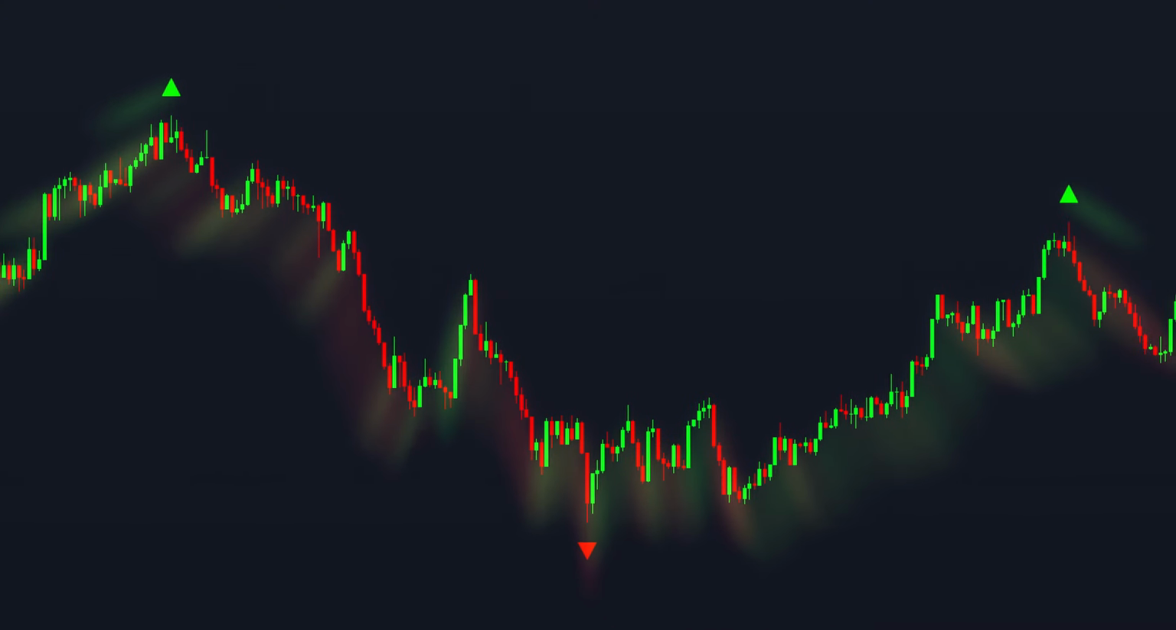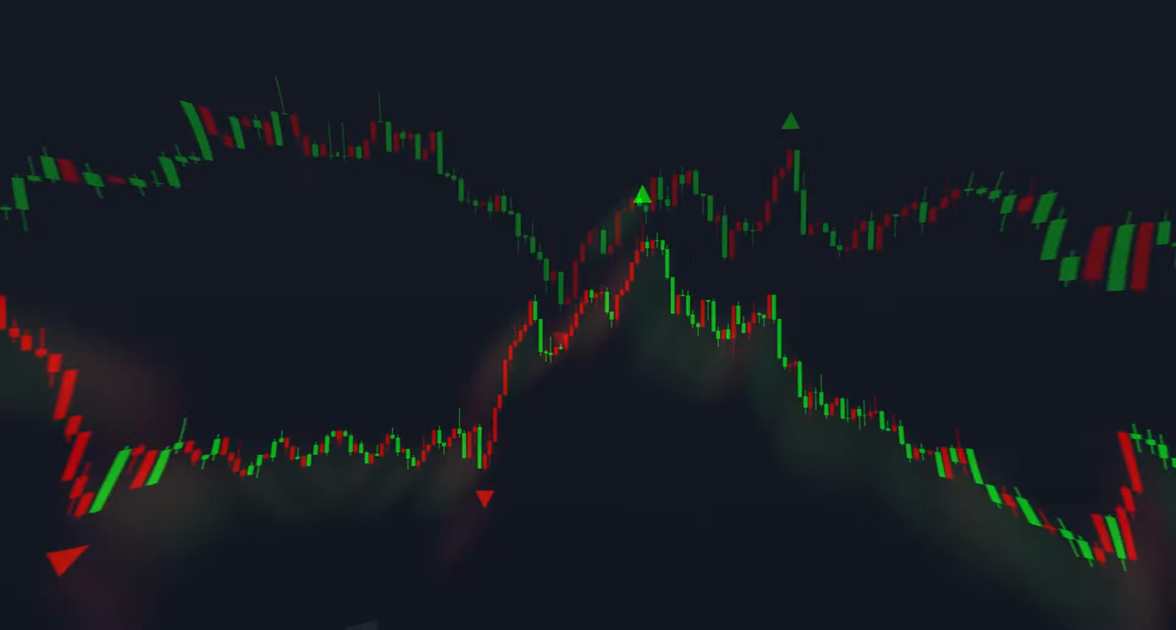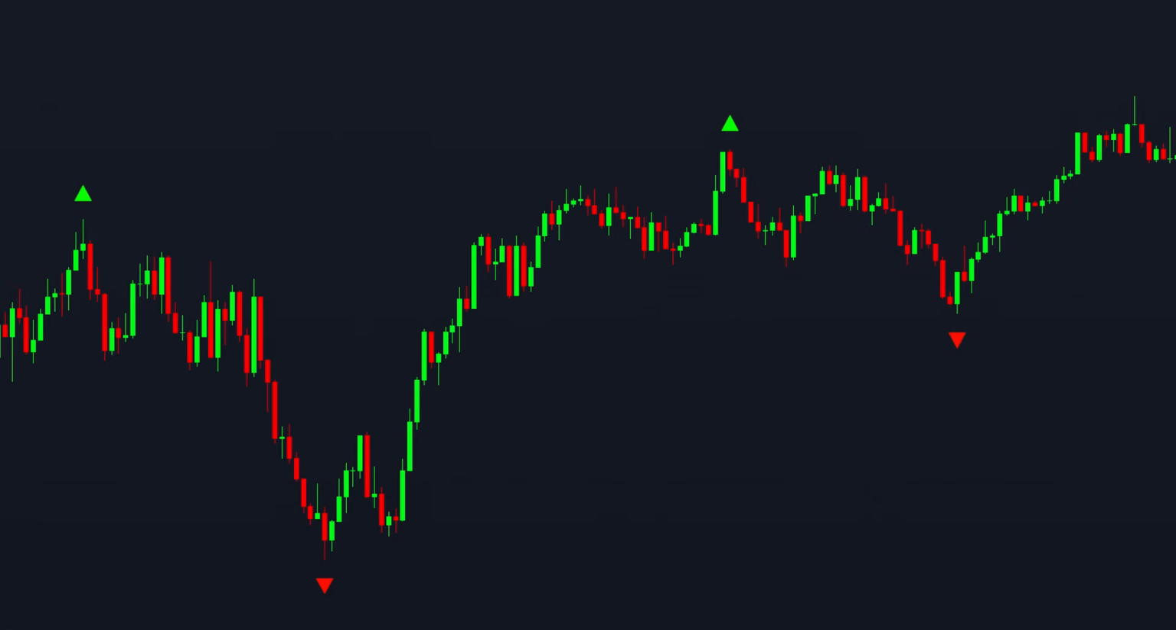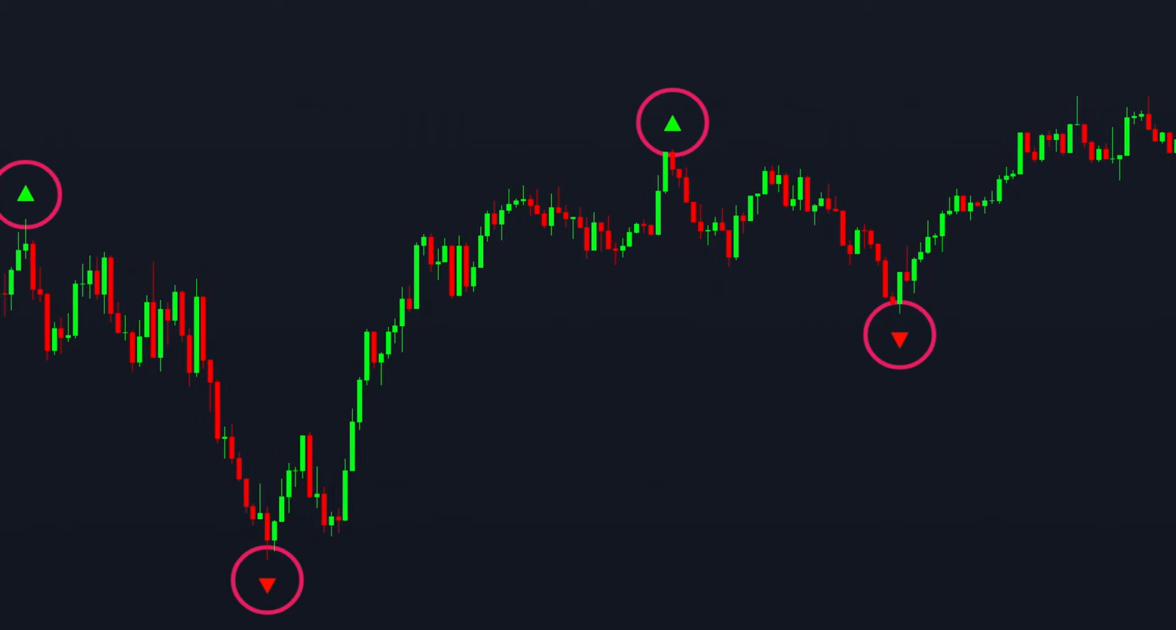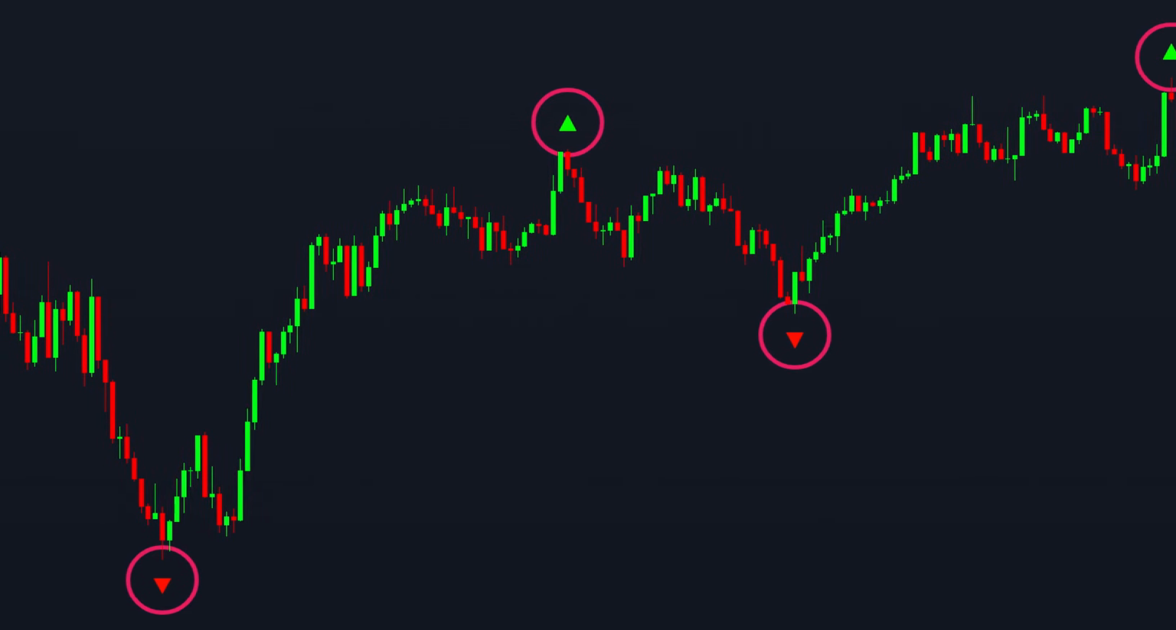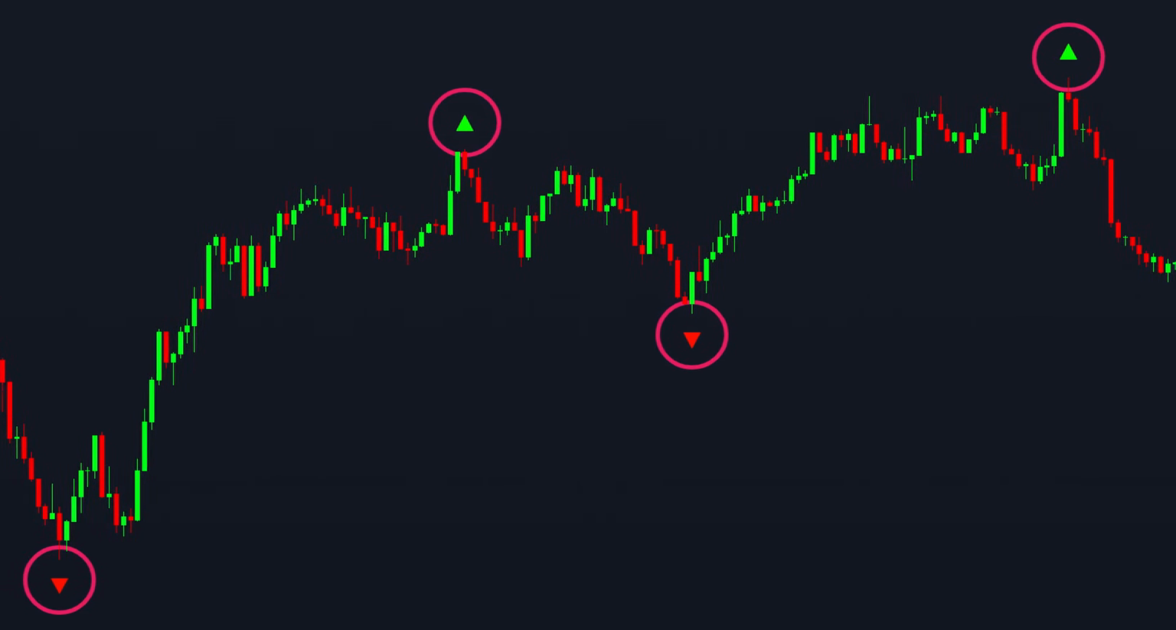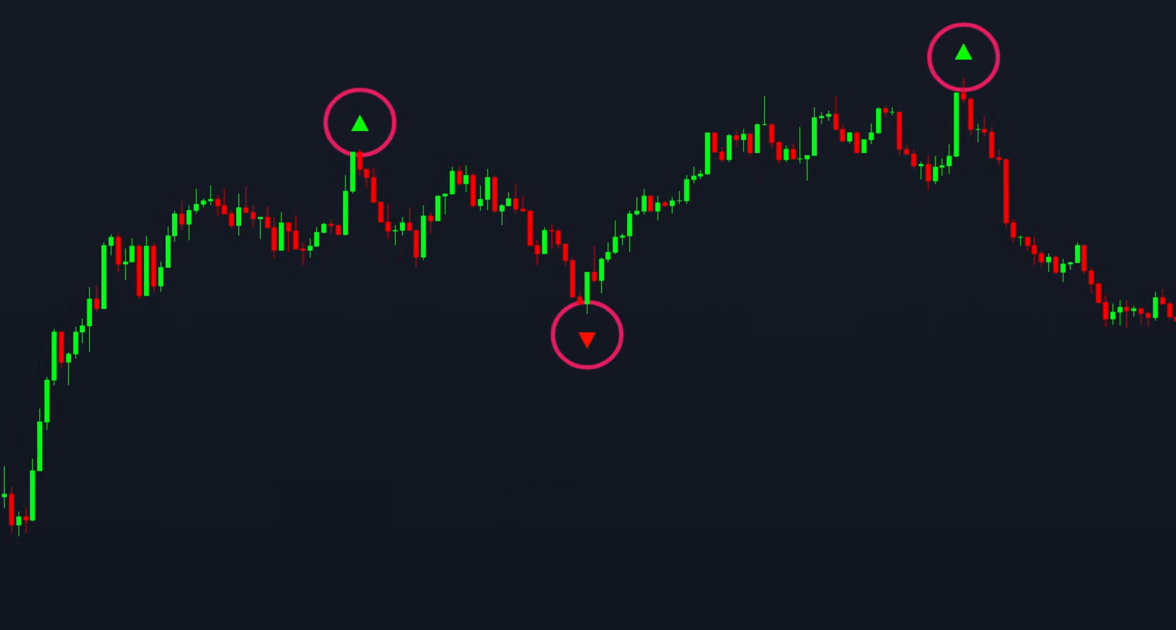Today we're taking a look at the Williams Fractals indicator. At first glance, this indicator looks a little too good to be true, so what's the catch? Well, we need to understand a bit about how the indicator prints these signals first, but luckily it's not complicated.